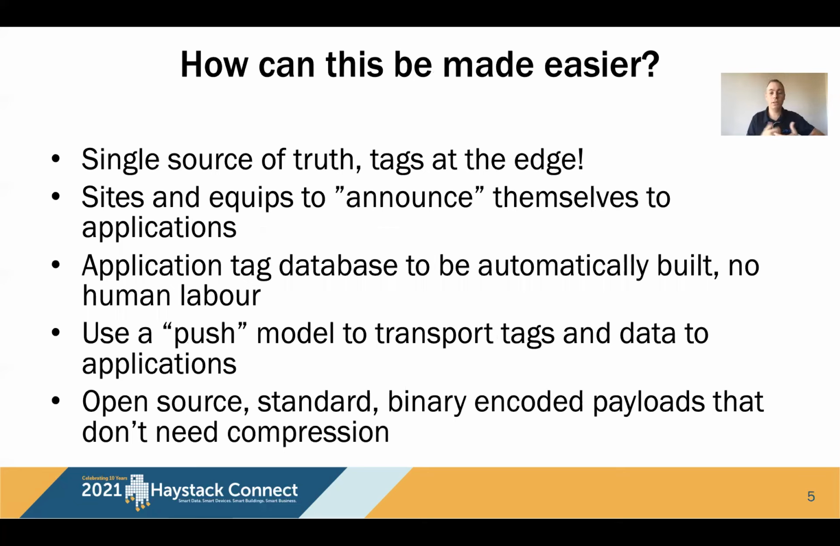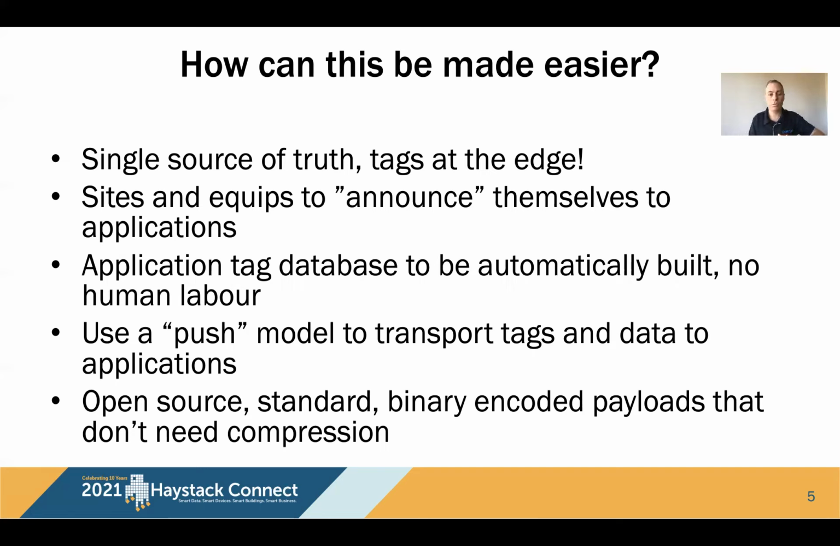And so the first one is we need to have a single source of truth. So we need to be tagging at the edge, and to tag at the edge allows us to do a lot more in solving these problems. What we also need is, rather than having to ask a system or ask a remote device, when are you there and do you have any data for me? We need sites and equipment to announce themselves to applications. We need them to say, I am here, I'm ready to transfer data, and here is all the tags about me. We also need our tag databases in the cloud or in our applications to be built automatically.